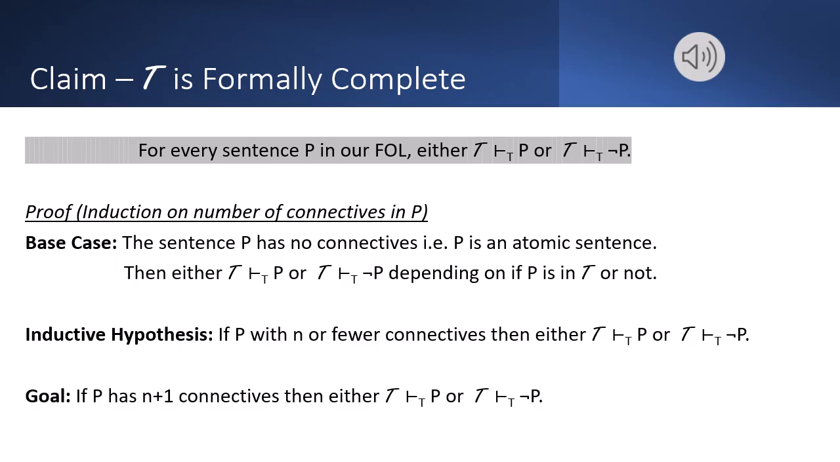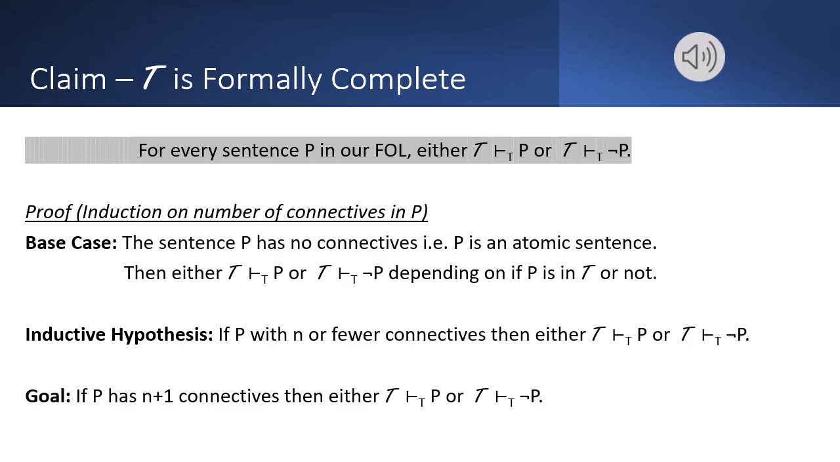Now that we've expanded to T, we can show that it is what the textbook calls formally complete. And that's highlighted there in gray. And that's the statement that for every sentence in our first order language, there's either a proof from T of that sentence P or a proof of its negation. Again, that collection T is now infinite, but whatever proof we write down of P or the negation of P can only include finitely many premises from those assumptions.